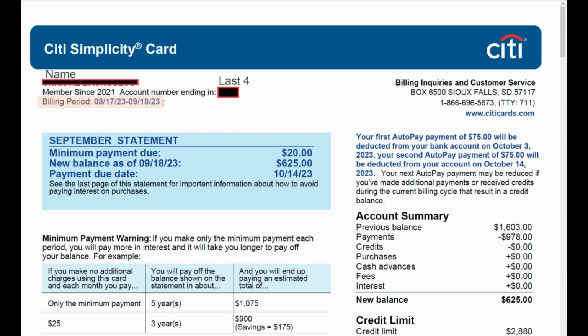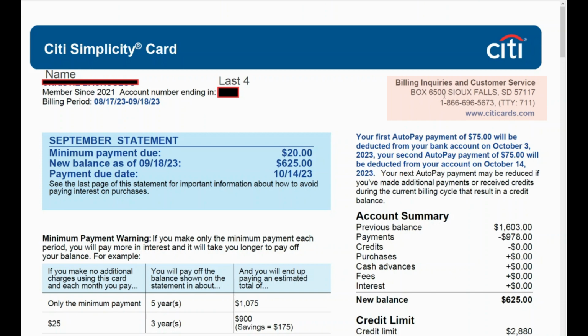When your credit utilization rate is too high, it impacts your credit score. Most people think about the payment date as the most important date. However, for people who care about credit utilization rate, this billing period up top is important for you to know and to track. To the left of this basic information, you have billing inquiries and customer service contact.